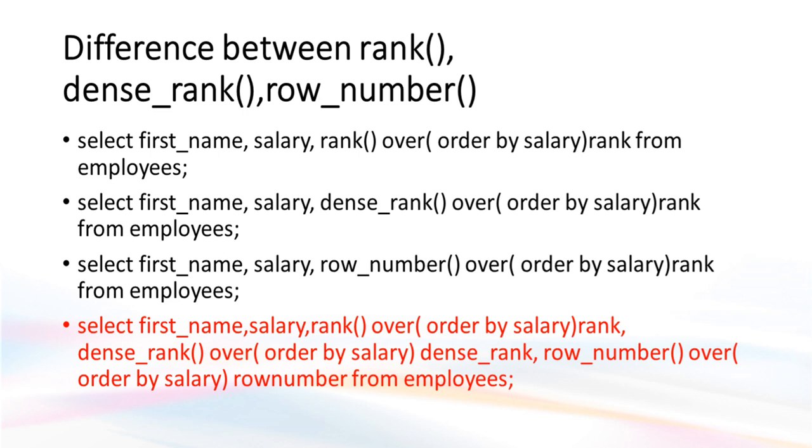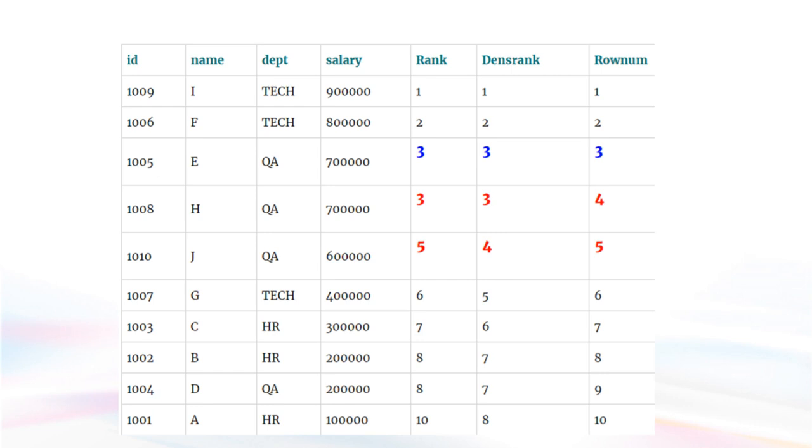Select first name, salary, rank over order by salary as rank, comma, dense_rank over order by salary as dense rank, comma, row_number over order by salary as row number from employees. If I execute this particular query, what will this display? This is an output. Let us see this. Here this is ID, name, department and the salary. So I have applied the rank on the salary column, right? So observe this rank, dense rank and the row number.